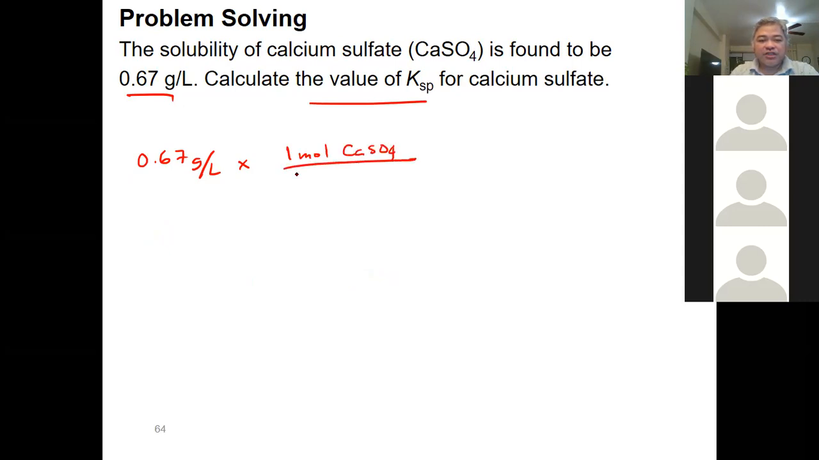So 1 mole of calcium sulfate is equal to 136.2 grams of calcium sulfate, and that is equal to what? 0.67 divided by 136.2. You have what? 4.9 times 10 to the negative 3 moles of calcium sulfate per liter.